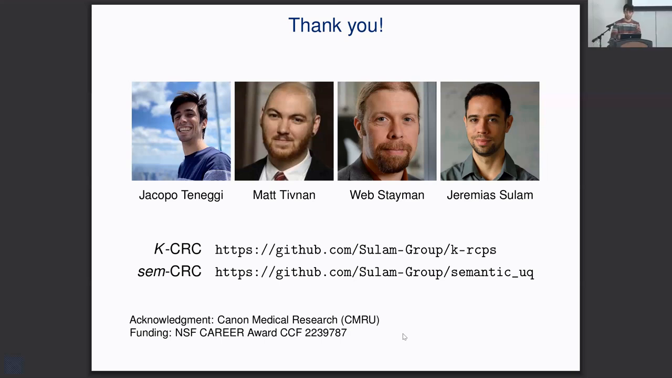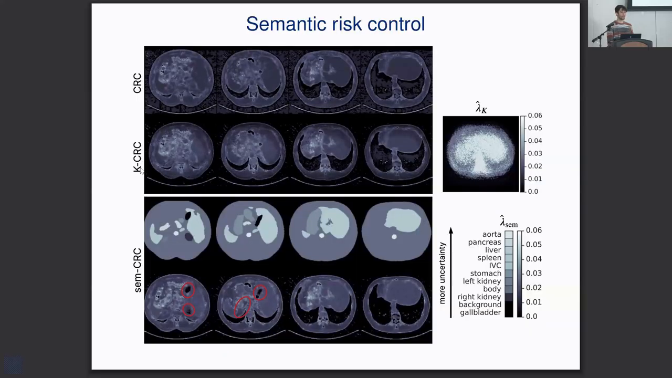That's a great question. So I think before we couldn't really do it. So okay, with K-CRC, you don't really know where the uncertainty is, right? So that's not a super actionable finding. But now that we know where the uncertainty is in terms of organs, then yes, that is definitely more actionable.